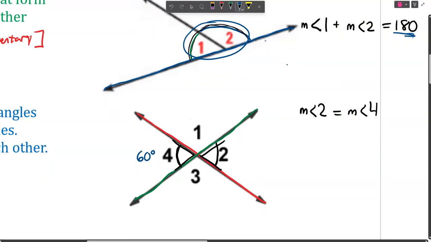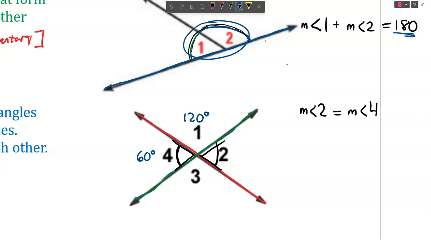Angle 1 is going to have to measure 120 degrees. And now let's focus on angles 1 and 2. Angles 1 and 2 here are also going to be a linear pair because, once again, they are adjacent to one another and they form a straight line from their two angle measures, which forces angle 2 to be 60 degrees. So this is the reason why vertical angles are equal.